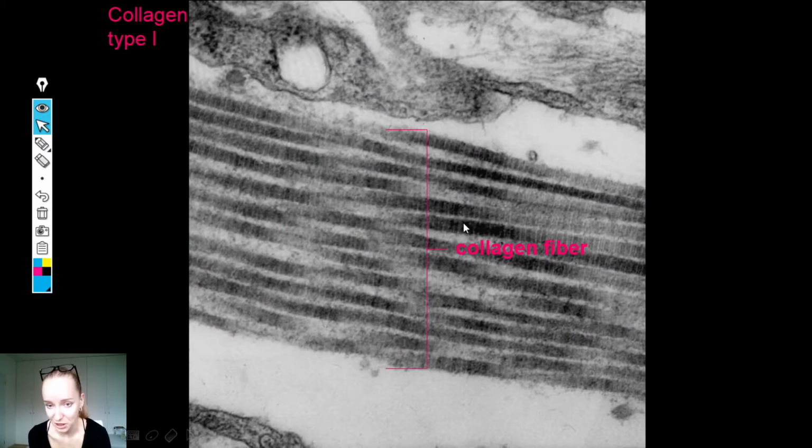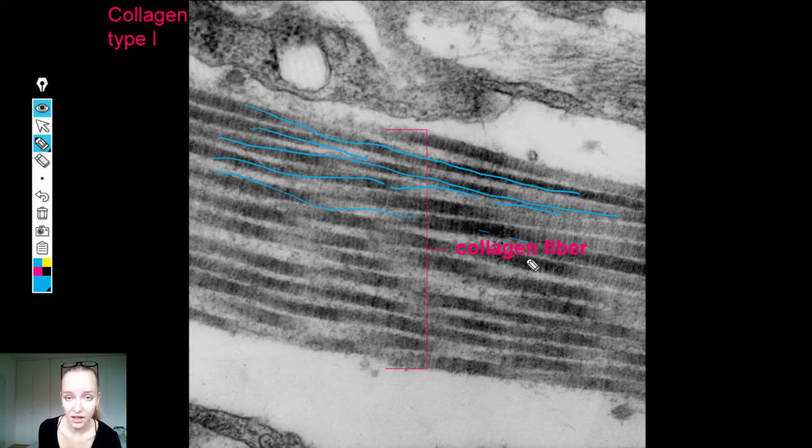Yeah, this is the picture from electron microscope, and here we can see the fibrils right here, these structures, these lines here. They are striated, or you can see the striping with this period, 64 nanometers period right here. So these are the fibrils, and they make up the whole collagen fiber. So this is collagen type 1 here in this picture, and they make up a fiber.